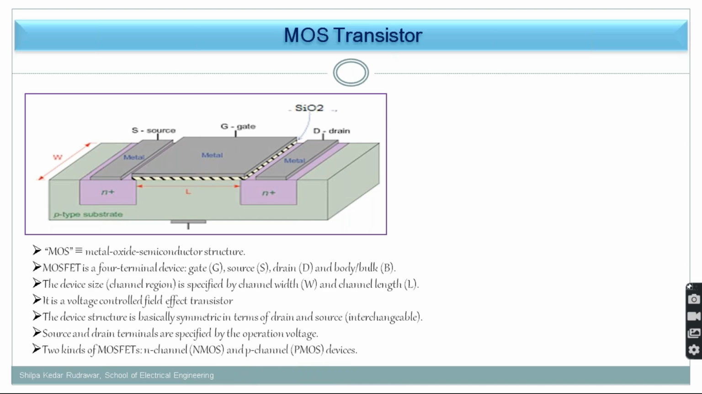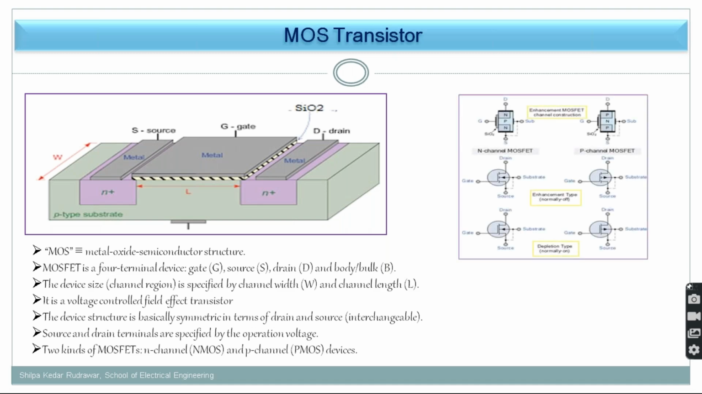Now there are two types of MOSFET. I told you, the enhancement type and the depletion type. So what is meant by an enhancement type MOSFET? Enhancement type MOSFET means previously it is off. It is an open switch, like the switch you use in your day-to-day life. It is an open switch.